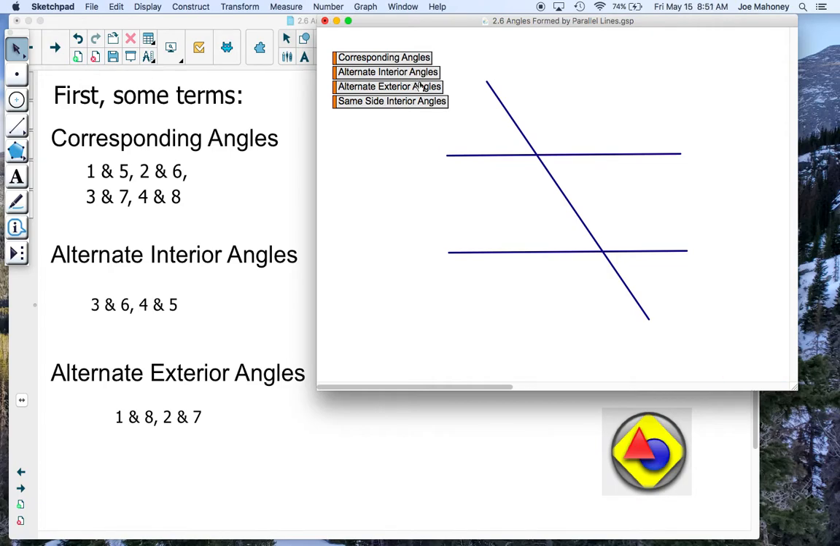Don't say it yet. Let's talk about the alternate exterior angles. Here comes a red one, and it's going to go to its other alternate exterior angle location. What do you think is true about the measures of those angles? Holy cow, I think I got it.